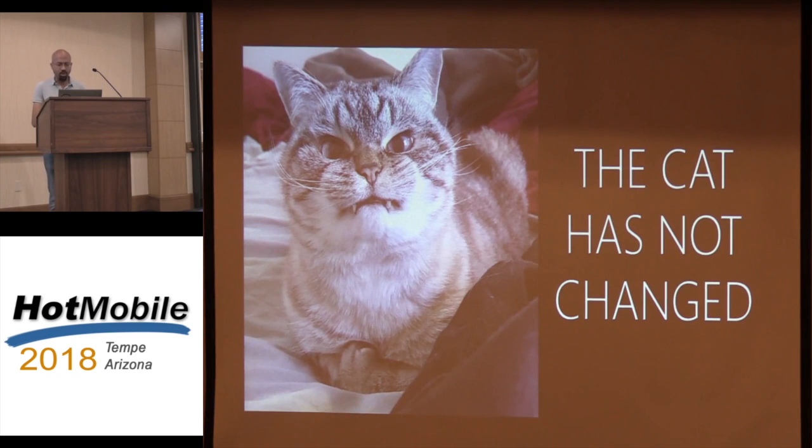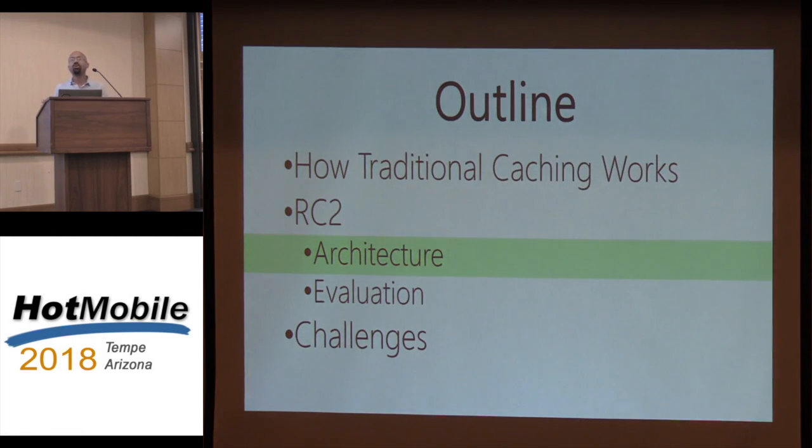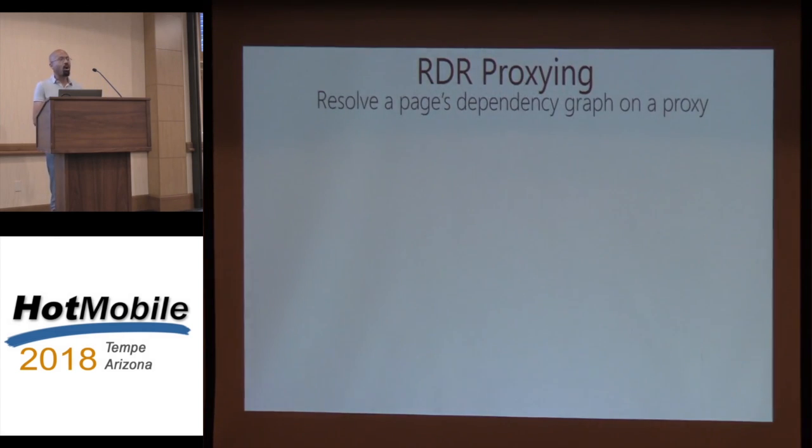Now this is where RC2 comes in. So now I'll talk to you about how RC2 works. But to understand it, first you have to understand how RDR proxy works. So RDR stands for Remote Dependency Resolution. This is used by systems like Amazon Silk and by Opera Mini. So let's explain it using an example.